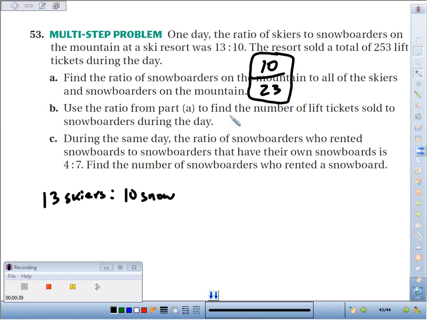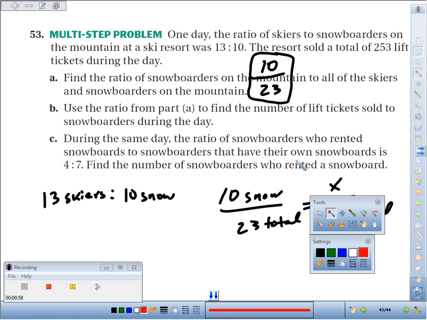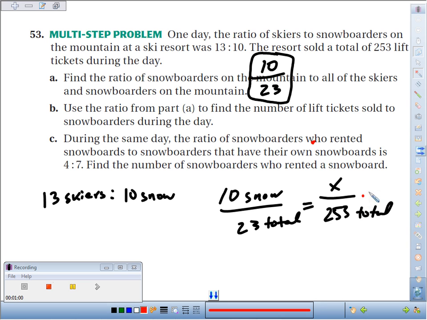Part B, use the ratio from A to find the number of lift tickets sold to snowboarders. So if we've got 10 snowboarders out of 23 total, how many snowboarders out of, we sold a total of 253 total lift tickets. So in order to get rid of a divide by 253, we'll times by 253. And when we take 253 times 10 and then divide it by 23, we get 110 on the nose. So we find out that 110 snowboarders bought tickets.